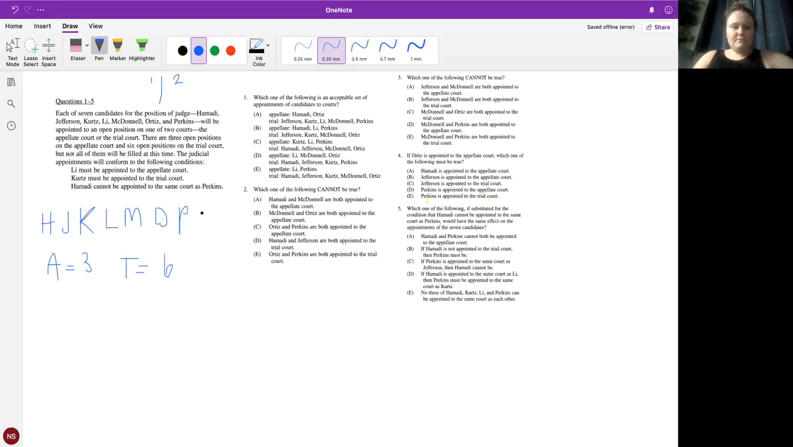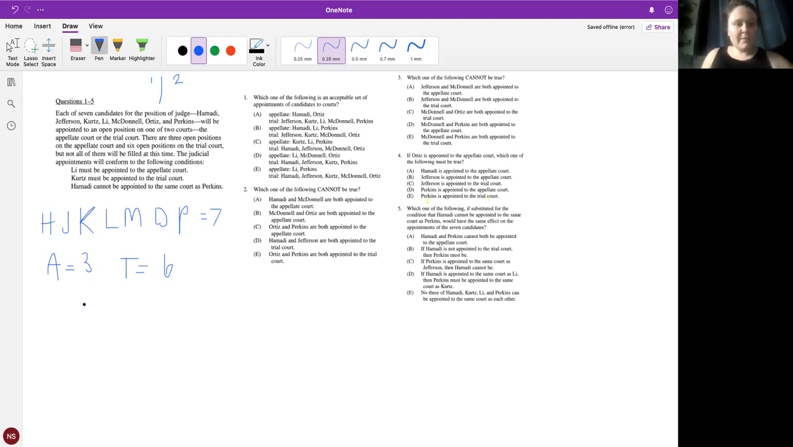Originally, I would do a T chart, and then put 6 dashes under the T and 3 under the A. But not all of them will be filled at the time, which is important because we only have 7 people and there's 9 spots. So there for sure has to be at least 1 on the appellate court, right? Because the maximum is 6 for trial. So no matter what, there's at least 1 on the appellate court.